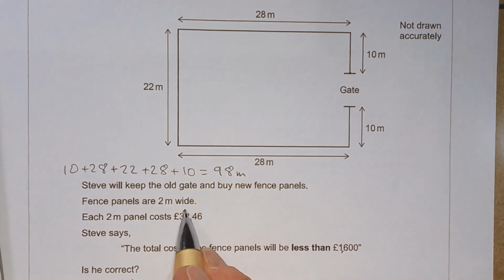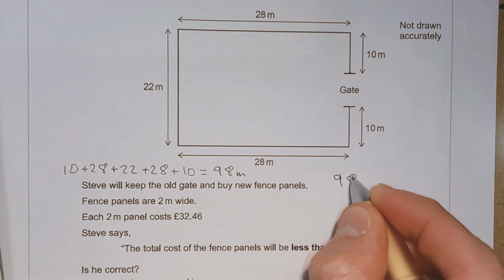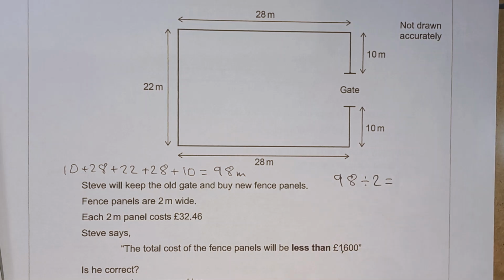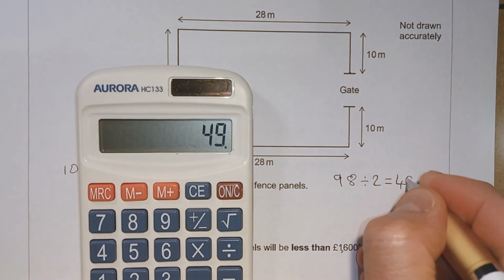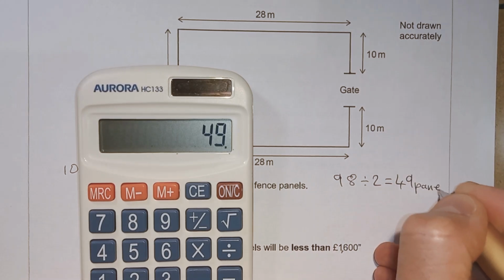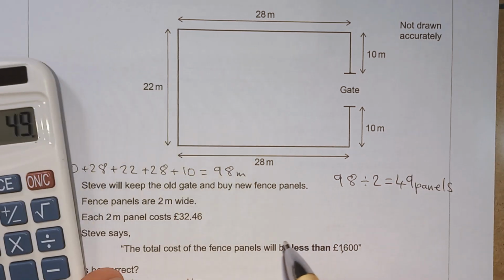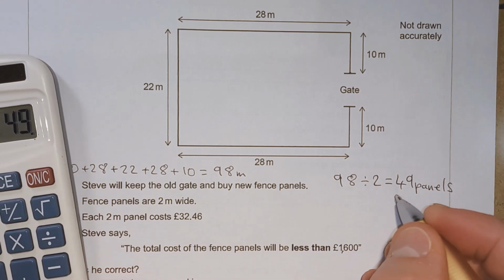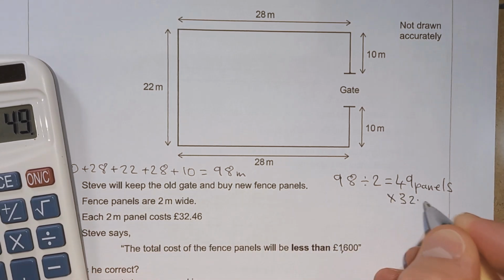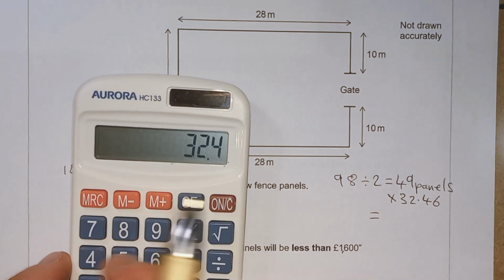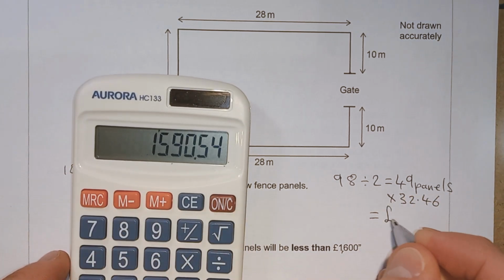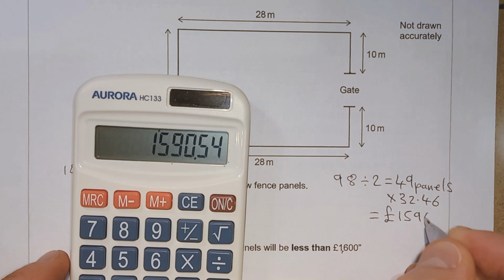Now the panels are 2 metres wide, so 98 divided by 2 will tell us how many panels we need. 98 divided by 2 is 49 panels, and they cost £32.46 each, so multiply that by 32.46, and we get £1,590.54.